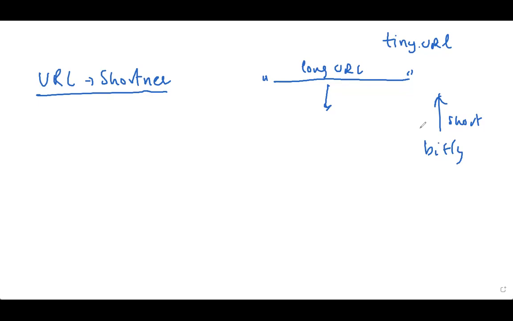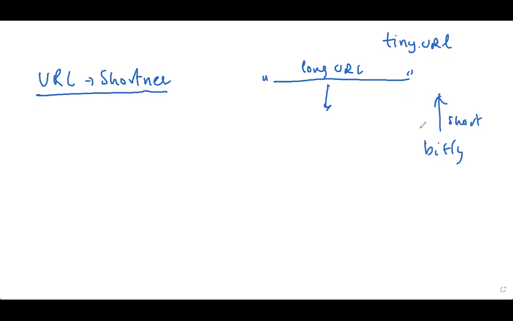But what is the purpose of converting a long URL into a short URL? Have you ever used Twitter? Because then I don't have to explain the purpose of it. Twitter had a limit of 140 characters. Now I think they have 280, but until recently they had a 140 character limit. Now you want to share a URL which is 300 characters long. You cannot share it on Twitter because the tweet size is 140 characters.